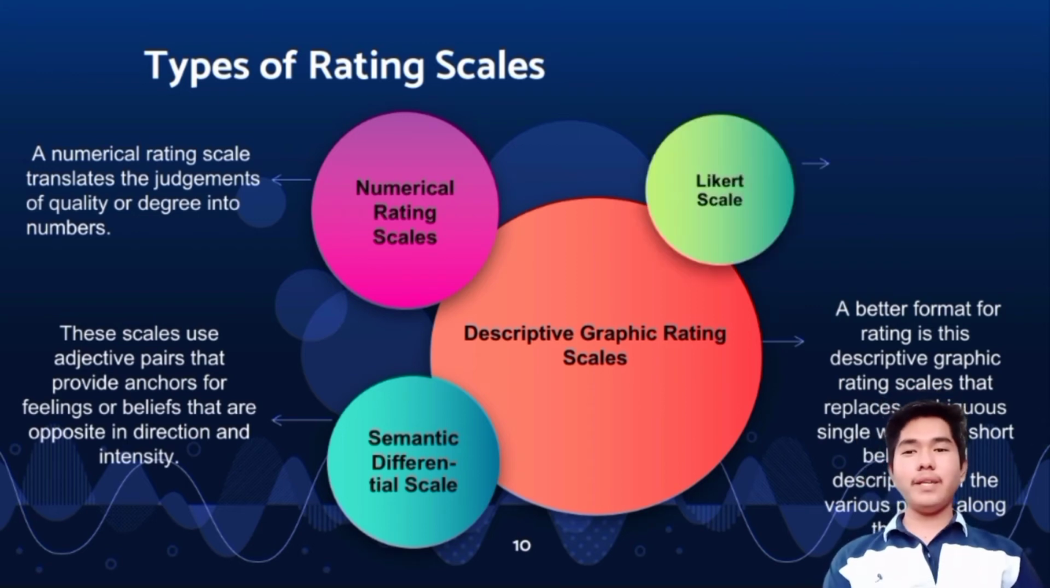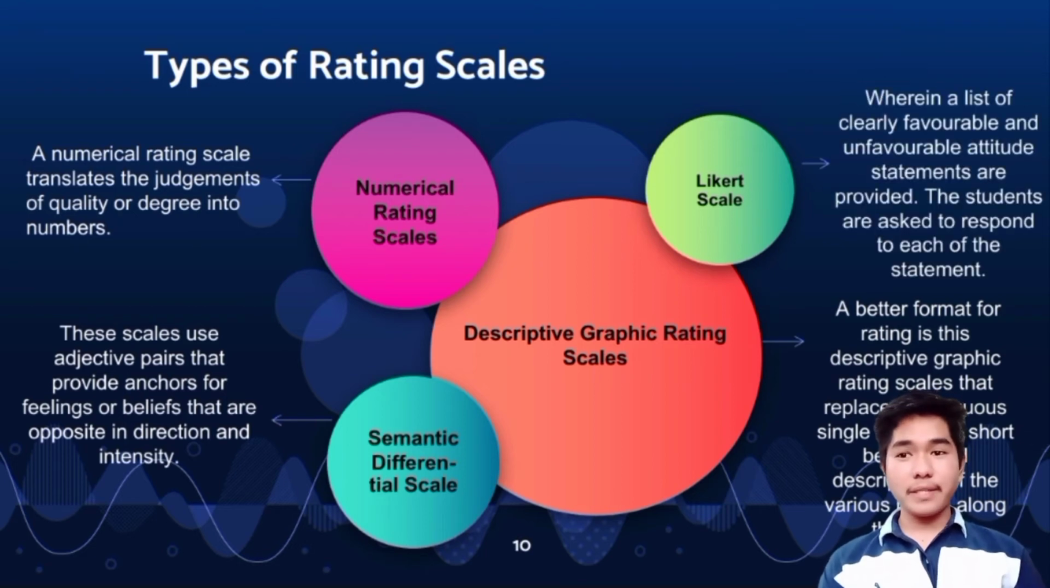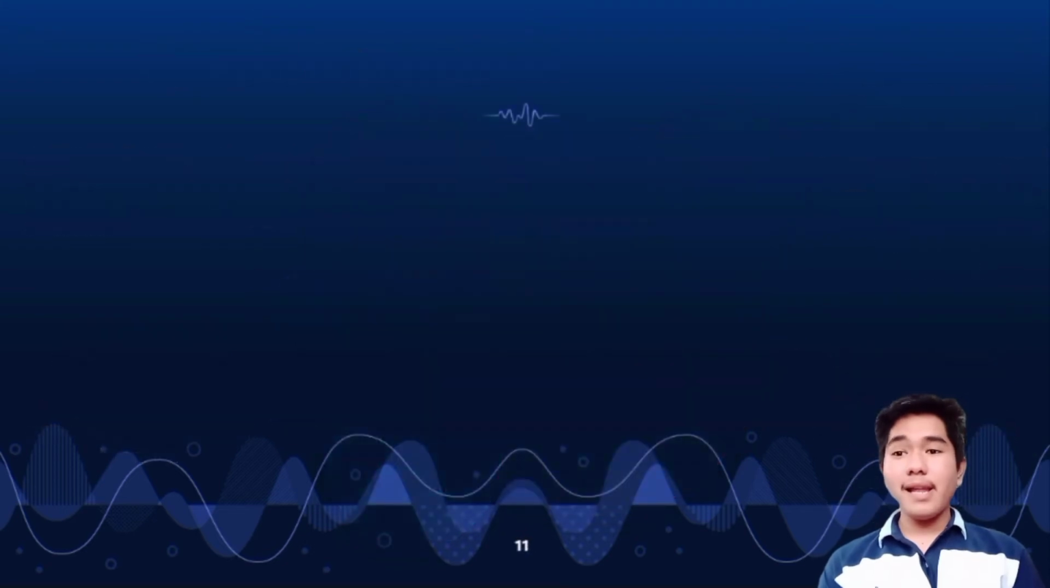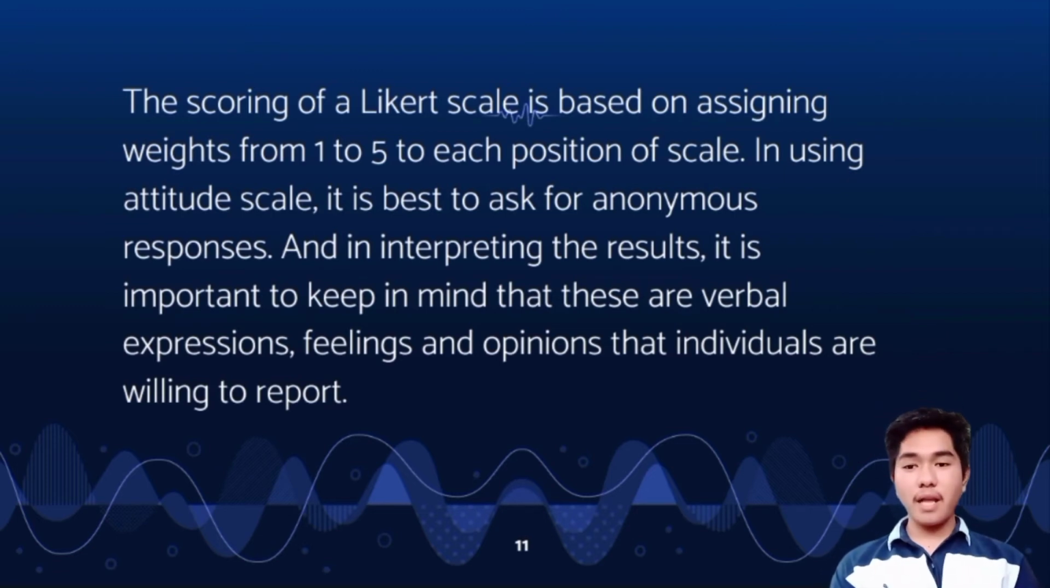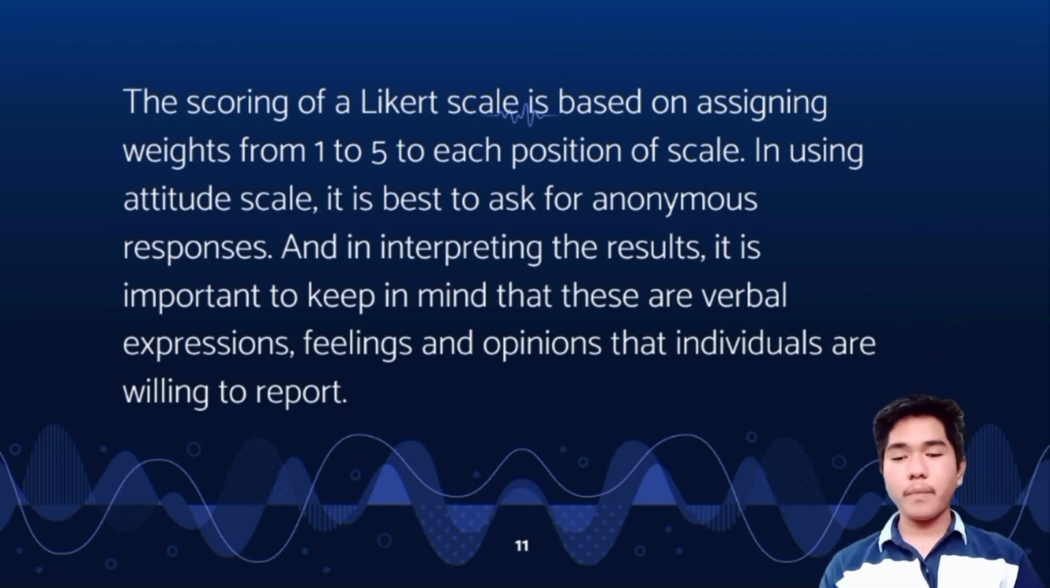Another simple and widely used self-report method in assessing affect is the use of the Likert scale, wherein a list of clearly favorable and unfavorable attitude statements are provided. The students are asked to respond to each of the statements. Likert scale uses the 5-point scale: strongly agree, agree, undecided, disagree, and strongly disagree. The scoring of a Likert scale is based on assigning weights from 1 to 5 to each position of the scale.